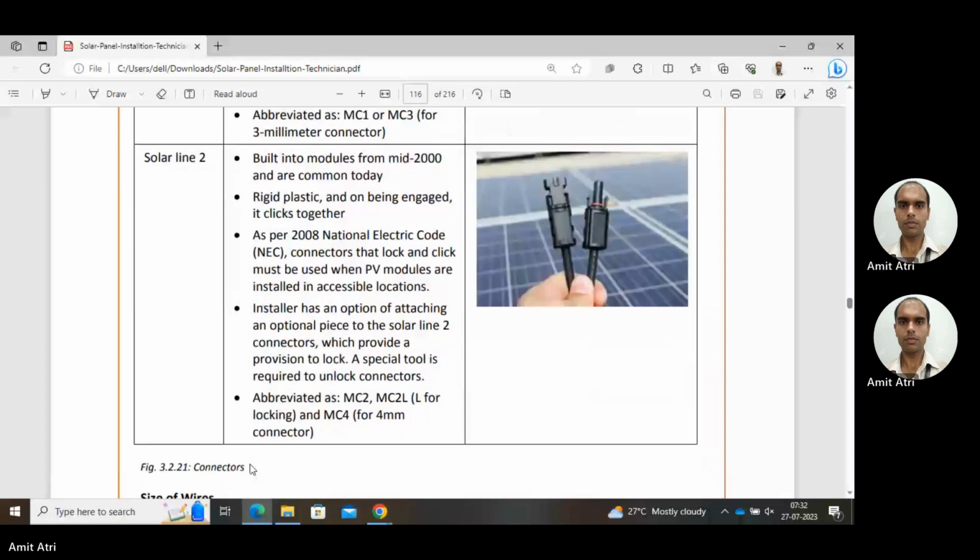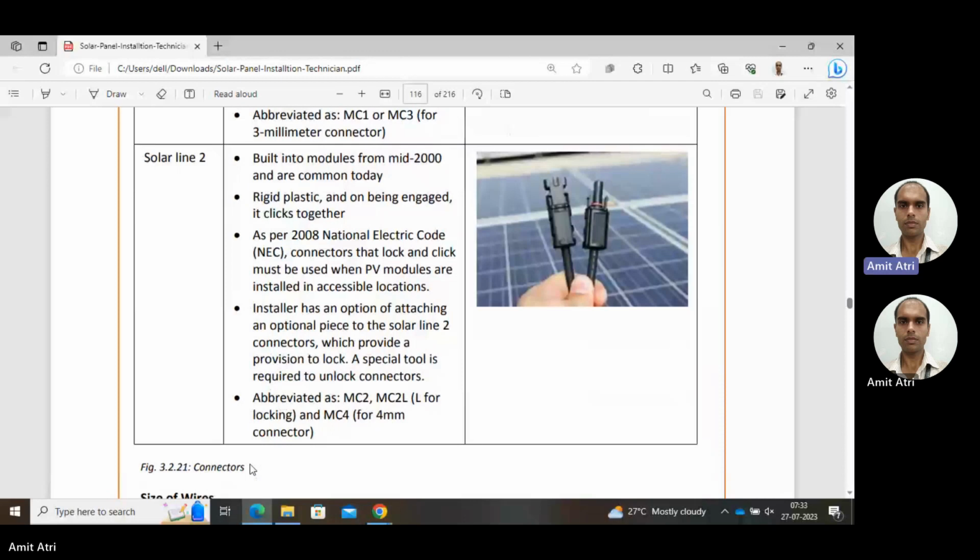Next is solar line 2. It is built into modules from mid 2000. So they are commonly being used today, just as we saw in the previous section. So rigid plastic, and on being engaged it clicks together. So as per 2008 National Electric Code, connectors that lock and click must be used when PV modules are installed in accessible locations. The installer has an option of attaching an optional piece of the solar line 2 connector which provides a provision to lock.